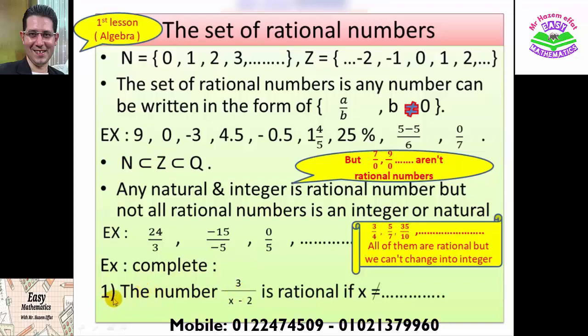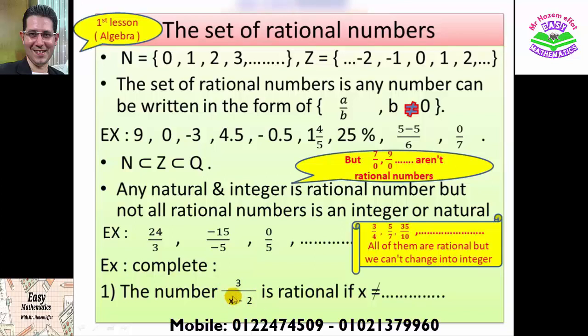He gave me here, number 1, the number 3 over x minus 2 is a rational number if x not equals what? Okay, how to solve this exercise? When he says this number is a rational number, we must look here to the denominator, I mean x minus 2.